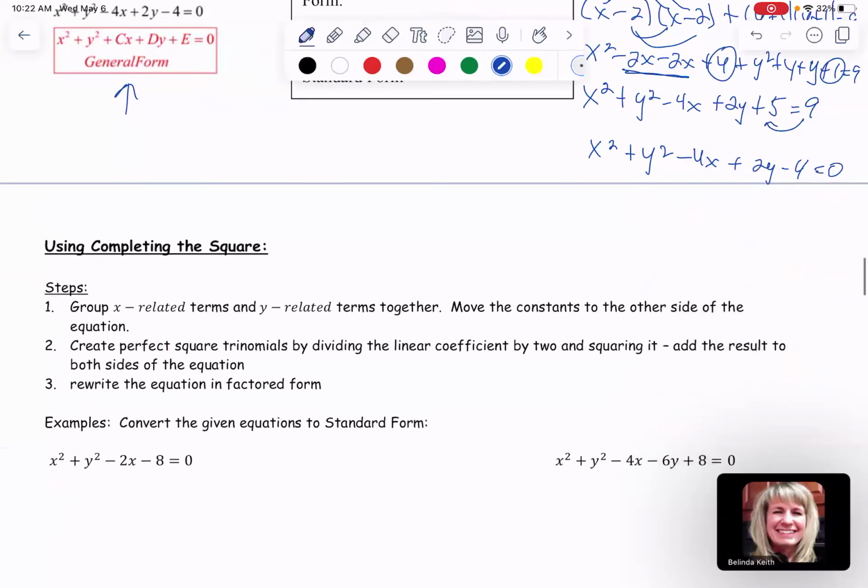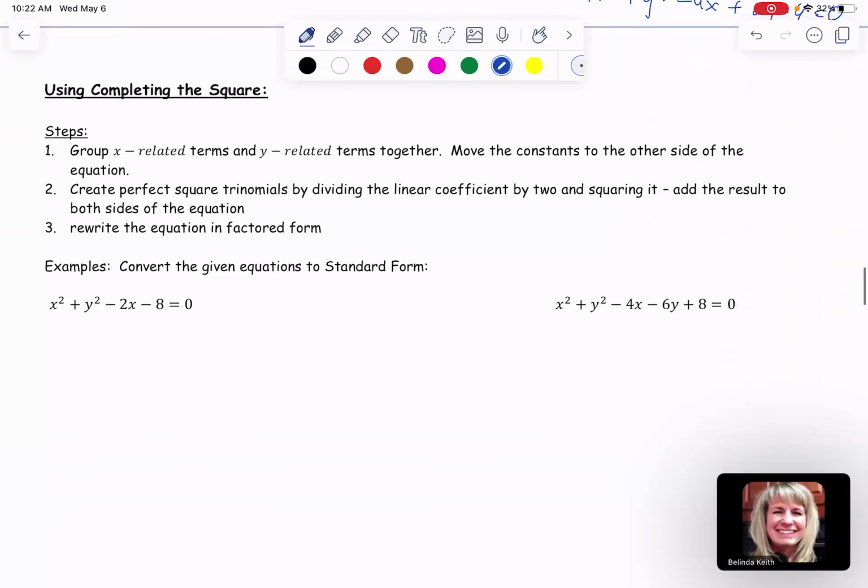All right, now let's do completing the square to go backwards, to change it from general form to standard form. So what we'll do is follow these steps that are written here. I'm going to group the x's together first, so x squared minus 2x, and then the y's together. There's only a y squared. Move over the constant. And then what you're going to do is make it a perfect square trinomial. So you're going to have x squared minus 2x plus something to make it a perfect square trinomial.